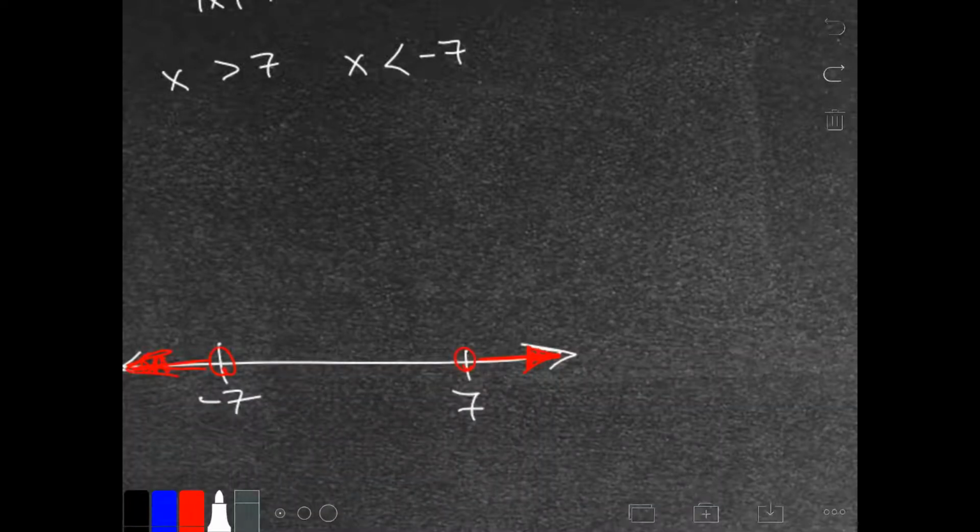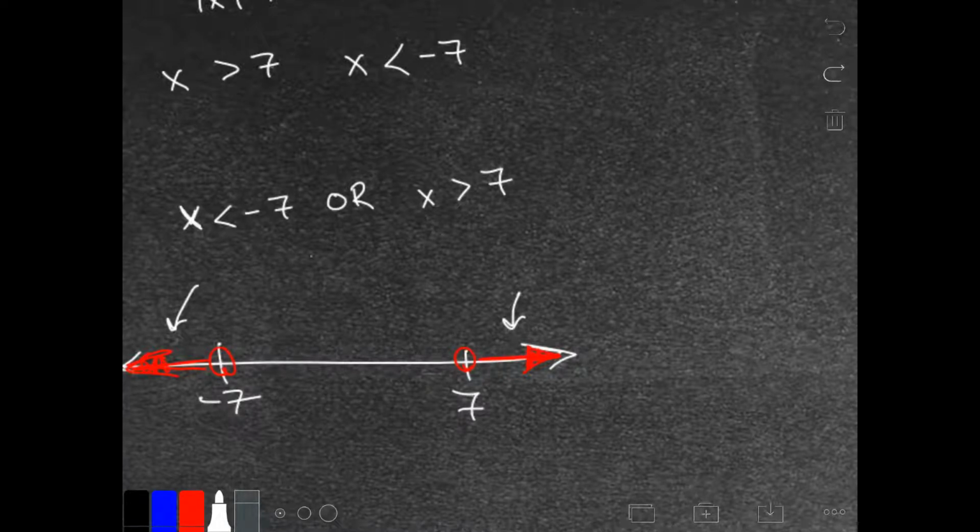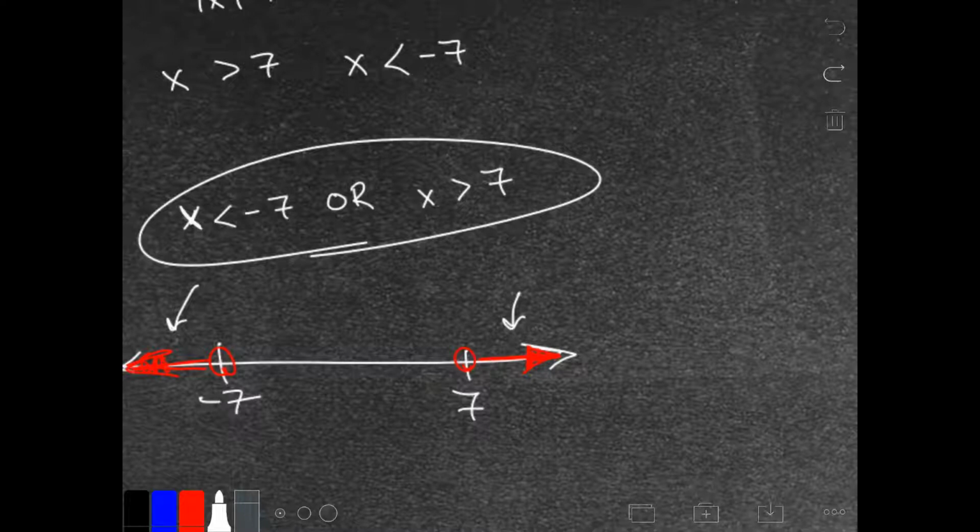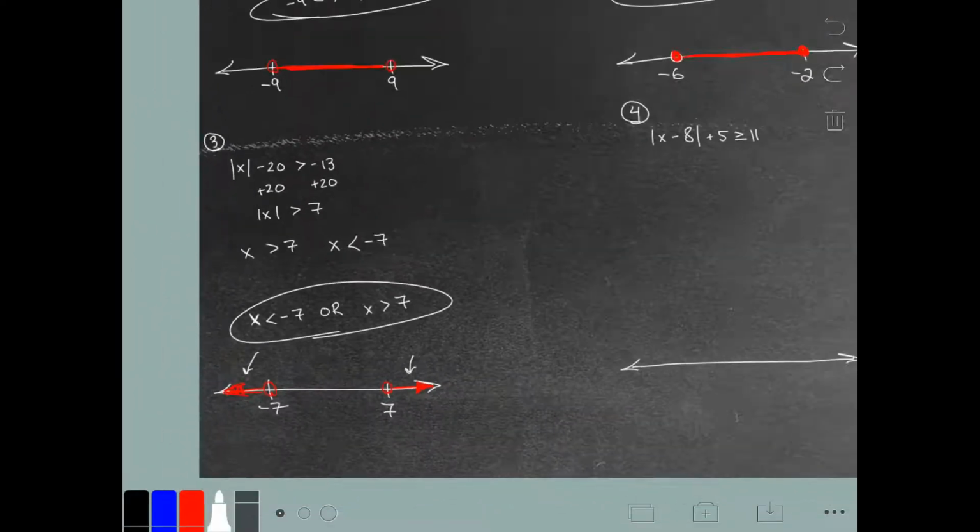We have two diverging solutions here. The arrows are going to the left and the right. They're going away from each other. It can be in either this section or this section. So we have an or statement. So let's go ahead and write that. x is less than negative 7, or x is greater than 7. Go ahead and circle that up.